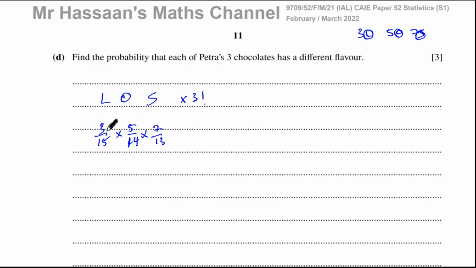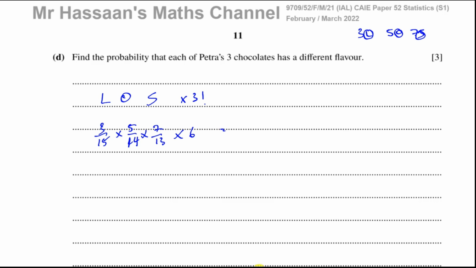Now, for example, if I chose orange and then lemon and strawberry, orange would be 5 out of 15, then lemon would be 3 out of 14, and strawberry would be 7 out of 13. So the denominators in the end will be the same numbers, and the numerators will be the same numbers multiplied by each other, but these can be arranged in 6 different ways, 3 factorial ways, of arranging these different letters. So we're going to multiply this by 6, and that should give us our answer.